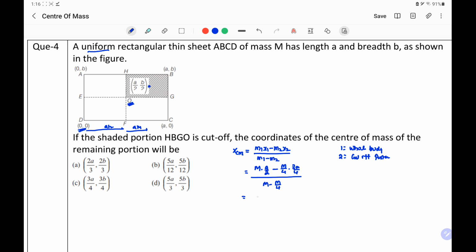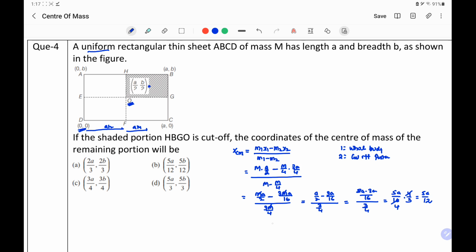So on solving, it will be ma by 2 minus 3ma by 16 divided by 3m by 4. Here m gets cancelled because it is common in numerator and denominator. So we will have a by 2 minus 3a by 16 divided by 3 by 4. It will be equal to, in numerator it will be 16, and then 8a minus 3a divided by 3 by 4. So it will be equal to 5a by 16 into 4 by 3. On cancelling, we will have 5a by 12.